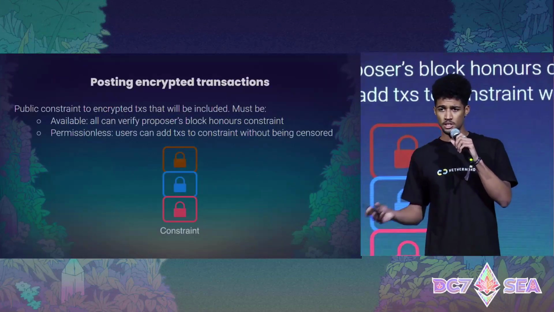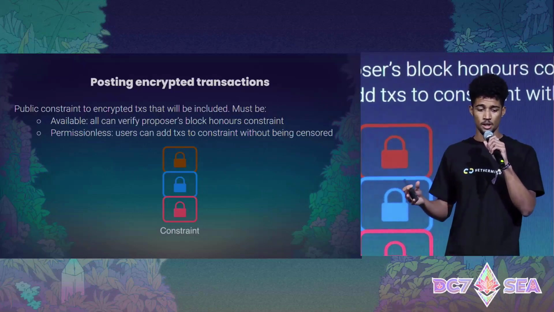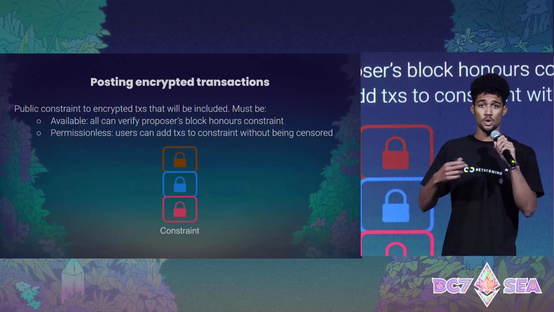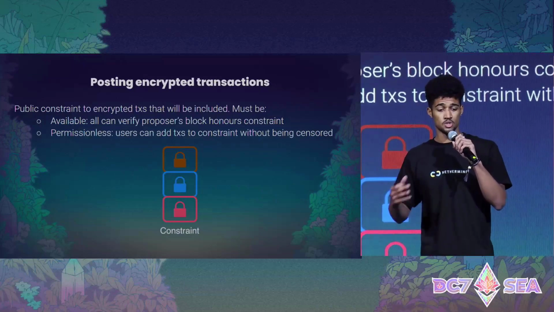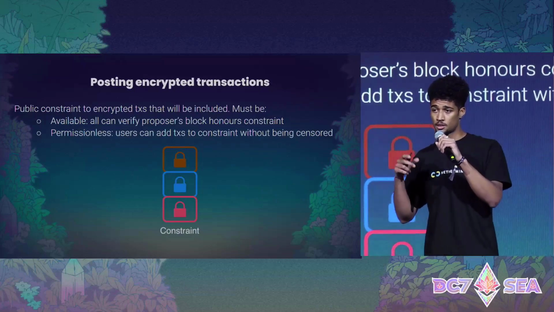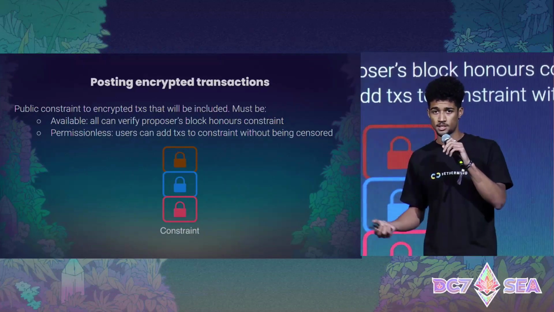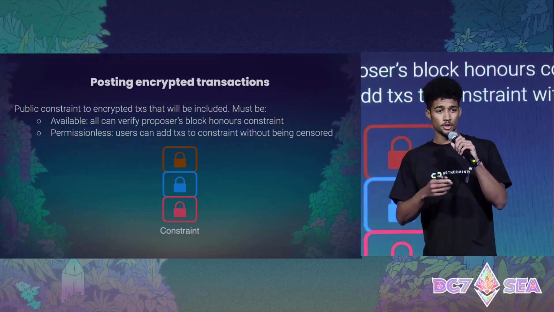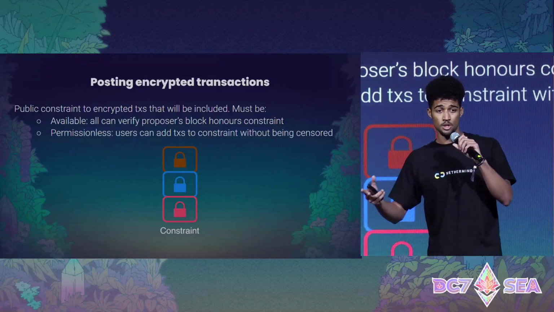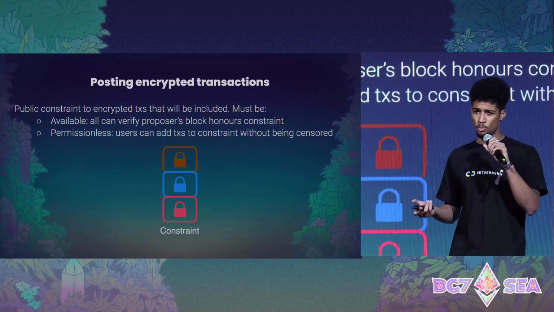Now let's consider the design of this public constraint. This constraint should be available to everyone to download, and its construction should be as permissionless as possible. So any user can add encrypted transactions to this public constraint. One approach is users posting their encrypted transactions to calldata. This is quite permissionless, but calldata can be expensive. Another approach is users sending their encrypted transactions to the proposer, who then constructs the constraint and posts it to blobs. But this is more permissioned.